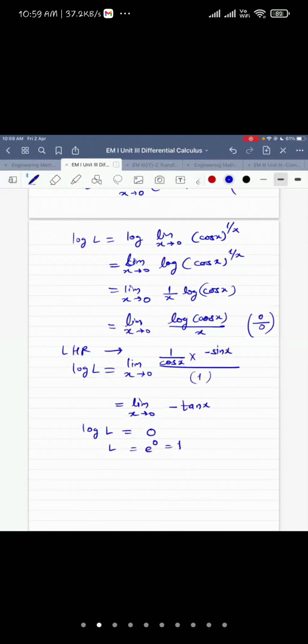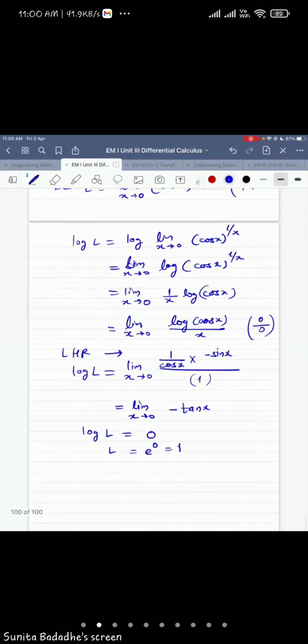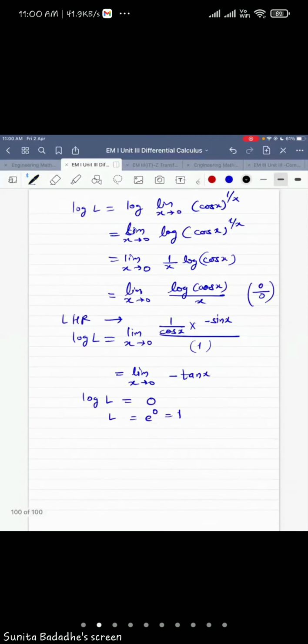So I hope students this is clear to you. Now one or two more examples of this type we'll discuss and then I'll stop. The similar examples for homework I'll post on the study circle group. So solve those examples. This is the question.